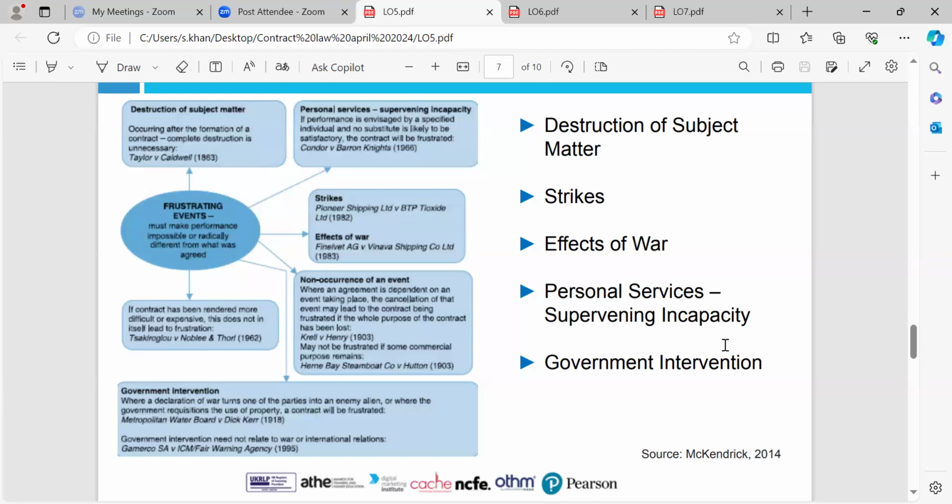If the contract has been rendered more difficult or expensive, this does not itself lead to frustration. And then government intervention as well, which is where a declaration of war turns the parties into enemy aliens, or where the government requisitions the use of property, a contract can be frustrated. That's the case of Metropolitan Water Board v Dick Kerr, 1918.